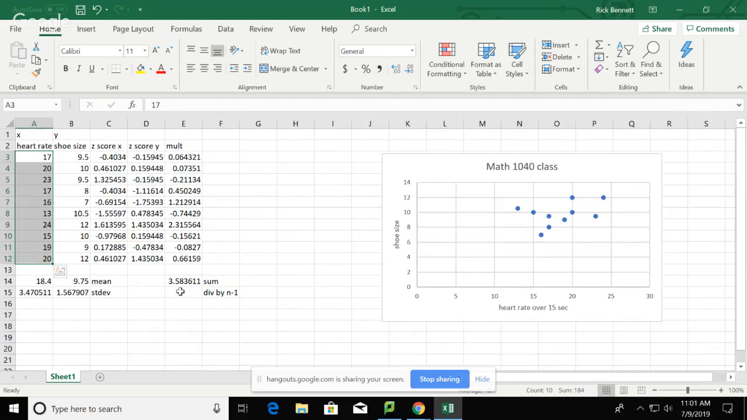So I'm going to divide by, in this case, what? Divide by 9. Oops. Divided by 9. Okay? Now, if I did it correctly, I should get a number between 0 and 1, right? 0.398. So we would call that moderate correlation, okay?